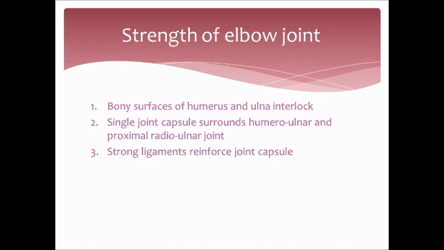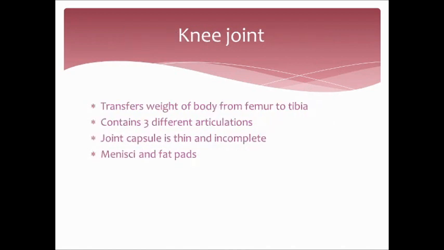The next joint we're going to talk about is the knee. This is actually the largest joint in your body. You may think that the shoulder is larger, but the knee actually has way more components. That's what makes it a larger joint. This is also one of the most injured joints in the body. The knee joint helps to transfer weight of the body from the femur to the tibia.